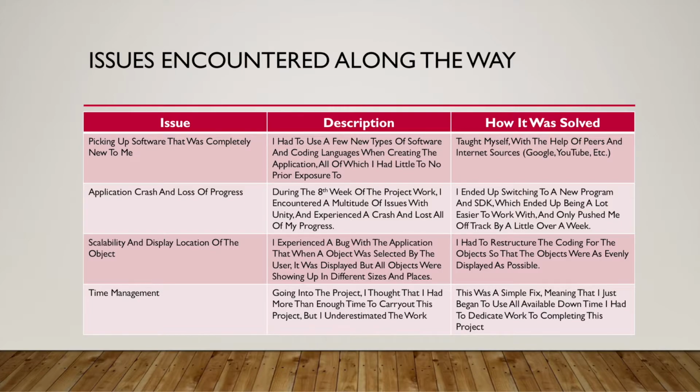So after that, once I got everything working with the application, I experienced an issue with scalability and display location of the objects. So basically, this was a bug in the application that was causing the selected object to be displayed in different sizes or different places and not just one set place every time you selected it. So I had to go back in and restructure a little bit of the coding for each object and make a few different selections on the options for some of the objects.